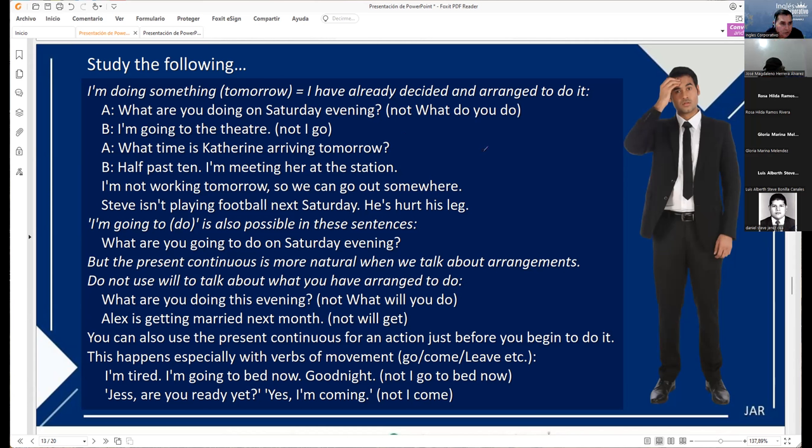Okay. So, I'm going to is also possible in these sentences. What are you going to do on Saturday evening? What's the meaning? What are your plans for Saturday evening? But the present continuous is more natural when we talk about arrangements.